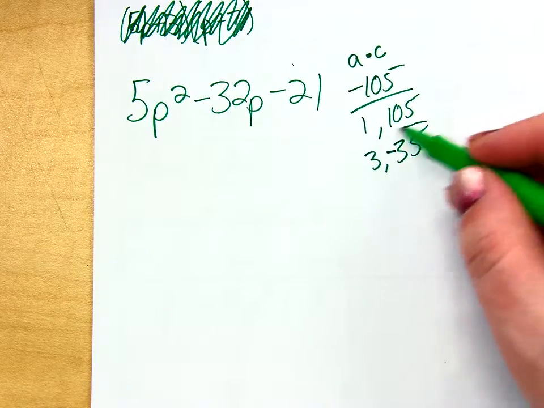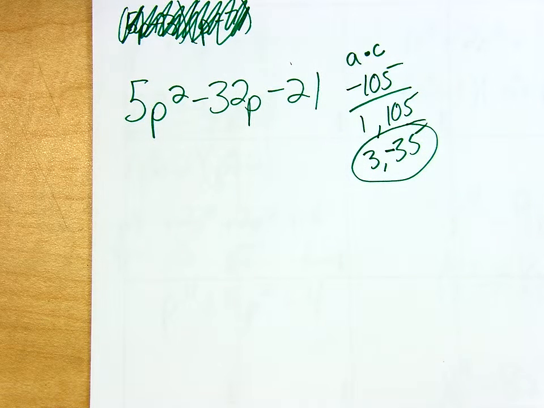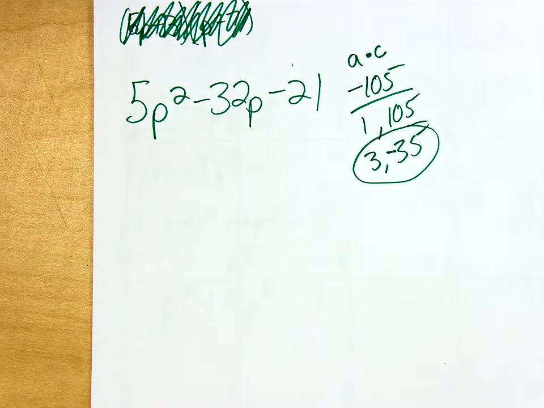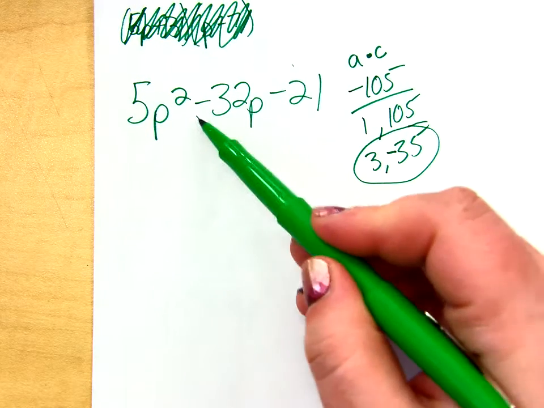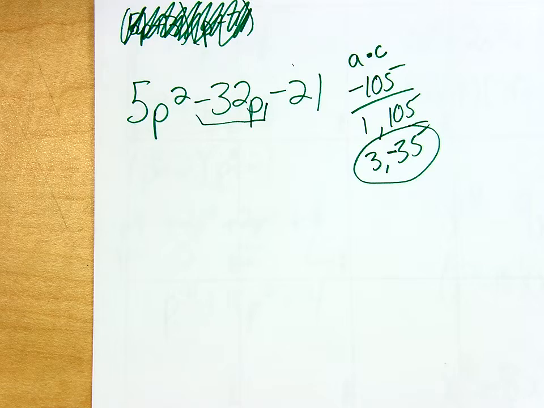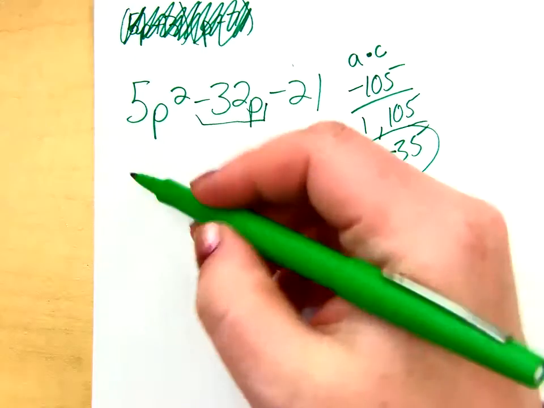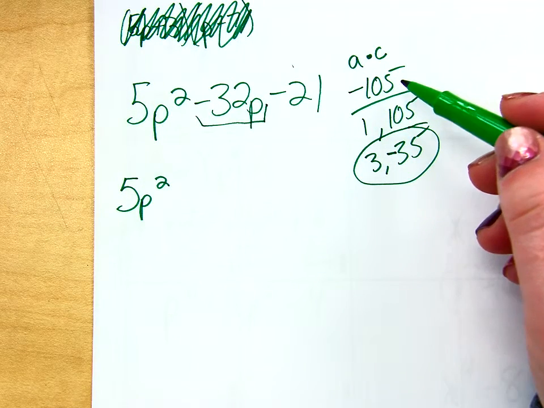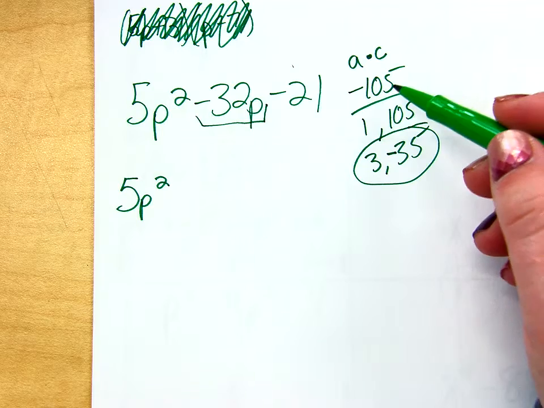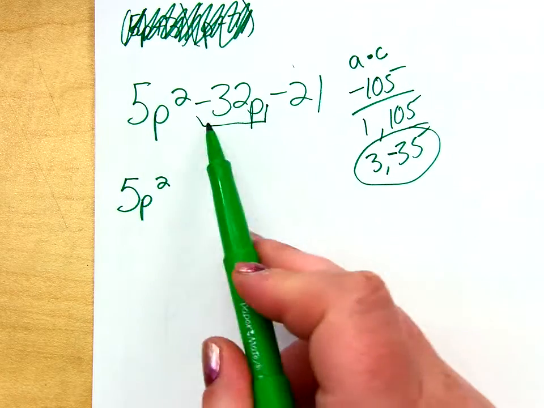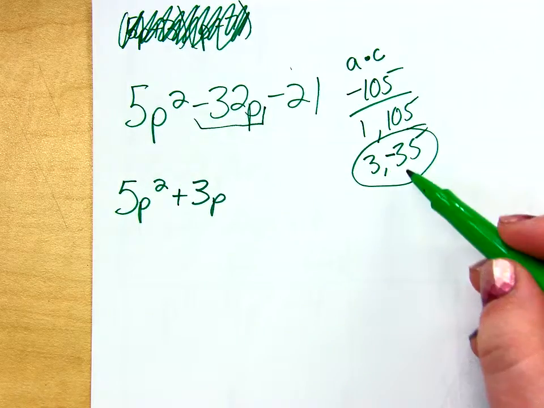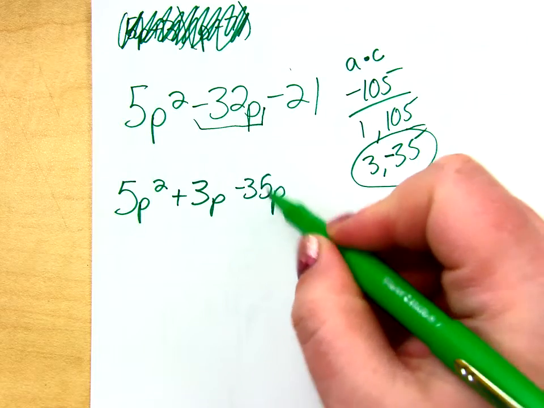Negative 35. Once you have that factor pair, watch this little bit of magic. I'm going to turn this into a 4-term polynomial by replacing this term with these two. You're still having to find the factors, and it's a bigger number that you have to deal with. If you have a calculator, it's not such a big deal. I'm going to rewrite this whole thing, but instead of writing that, I write these two. So I need a plus 3p and a minus 35p. You always put the variable with it.